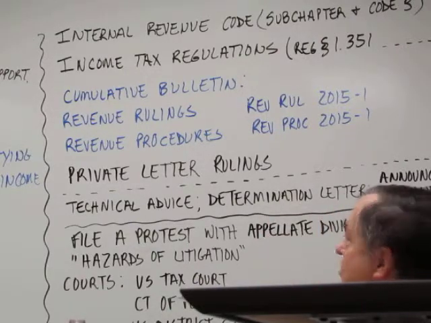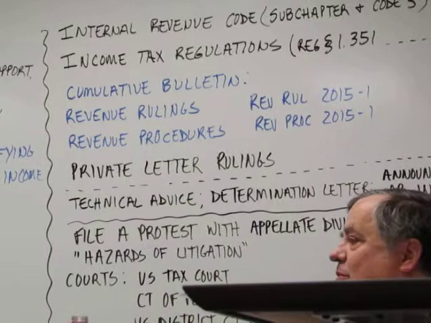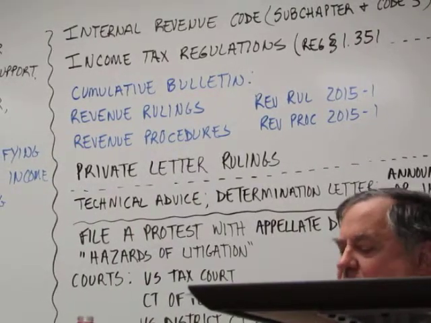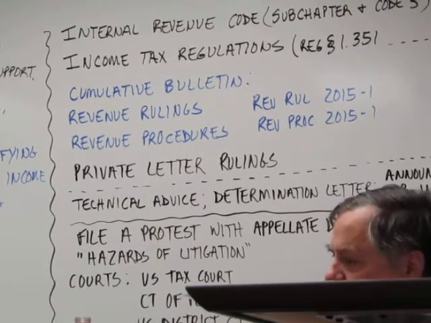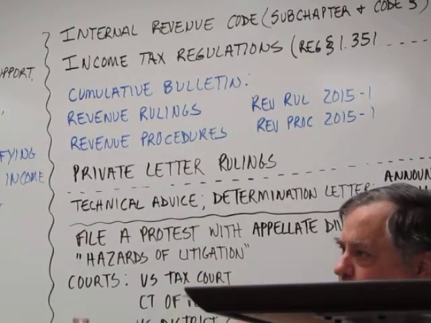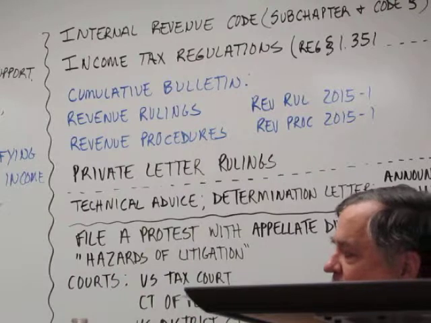Now, revenue procedures, or Rev Procs, also in the cumulative bulletin. These tell you what you need to do. Let me give a quick example. We're almost done with this part, then we'll take a quick break, and then we'll come back for the individual stuff.